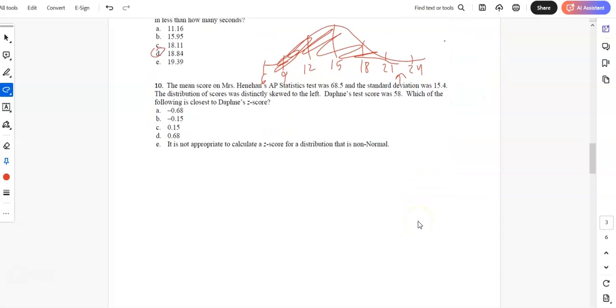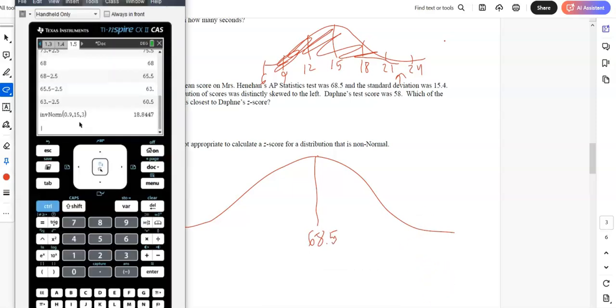The mean score for the stat test was 68.5. Standard deviation was 15.4. So let's just, again, I just get in this habit. It's not a bad idea to picture it. 68.5. So it looks a little tougher. I'll go ahead and use the calculator. So 68.5, press enter, plus 15.4, 3 times we press enter.